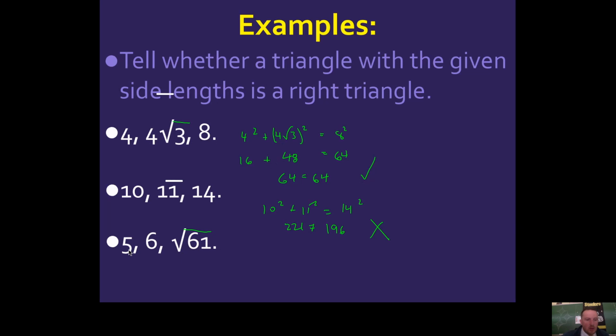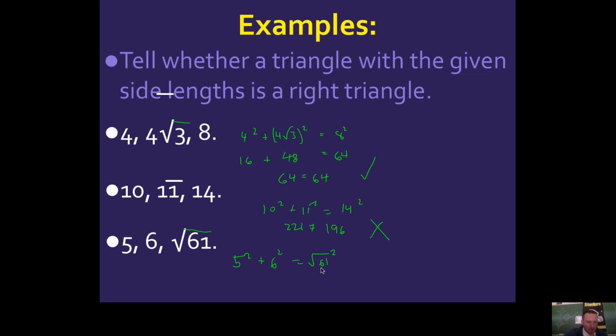Okay, let's do one more. 5, 6, and the square root of 61. Square root of 61, that's bigger than the square root of 49. Square root of 49 is 7, right? So the square root of 61 is definitely bigger than 7, if that makes sense. That's your biggest side. You need to know that way you set this up correctly. If you don't put your biggest side on the right by itself, then you're going to get this wrong.